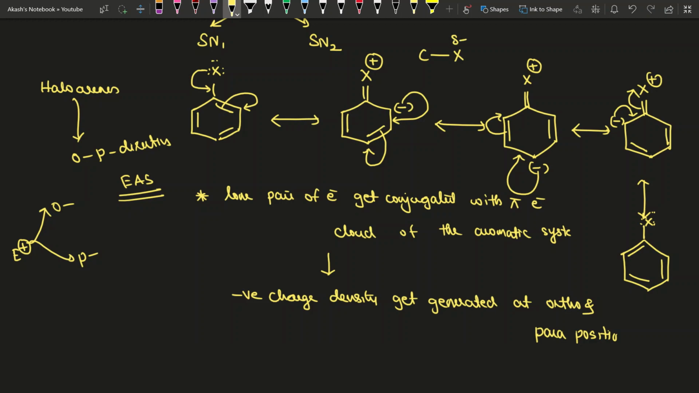The halogen will get a partial negative charge and the carbon will get a partial positive charge. Be very careful. Since halogen is more electronegative than carbon, the shared pair of electrons will be pulled towards the halogen. As a result, the halogen will get a partial negative charge, and the carbon will get a partial positive charge. Hope the explanation is clear.